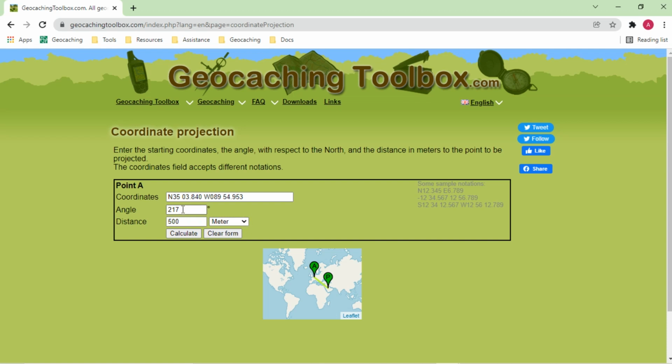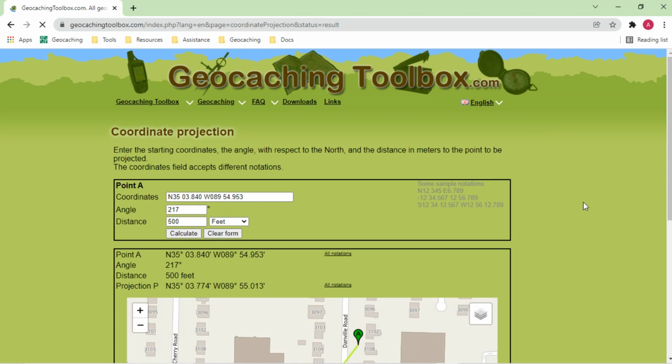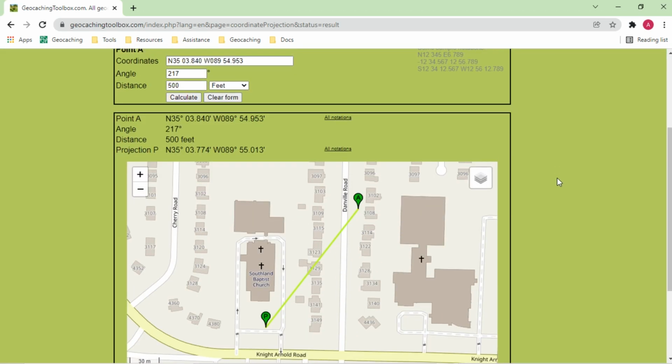So the degrees typically is 0 to 360, but it could be another degree format. Then you may have to do a conversion first. But in most cases, it will just be a simple angle for the degrees. And then for the distance, you have to fill in. So I'll take in 500 feet in this case, and then say calculate. So this information you would get from the cache page.